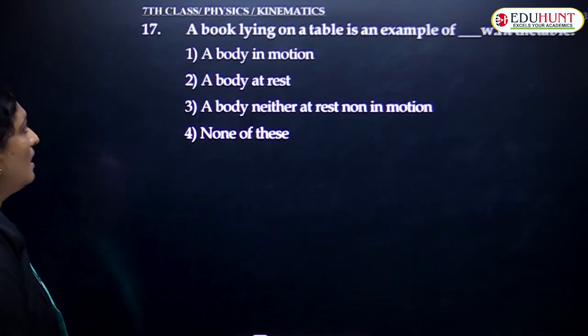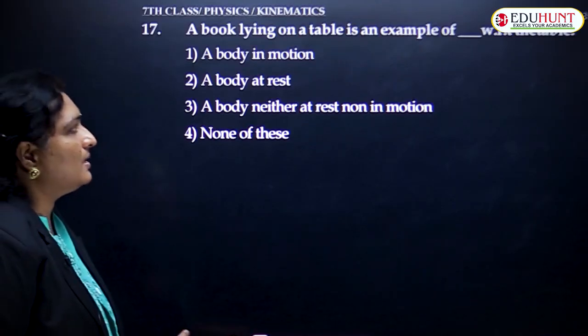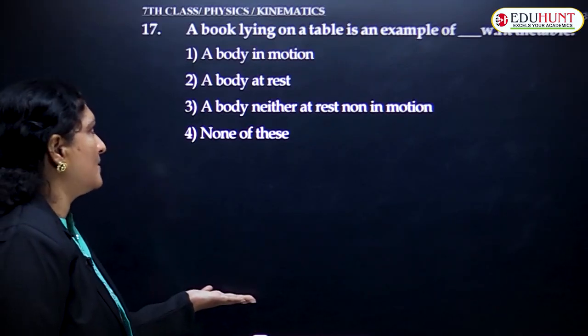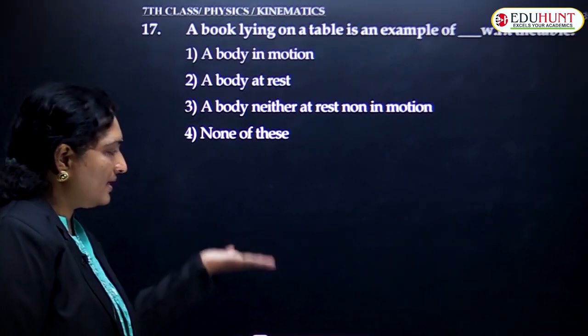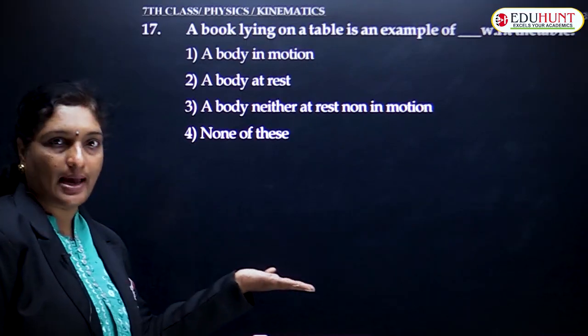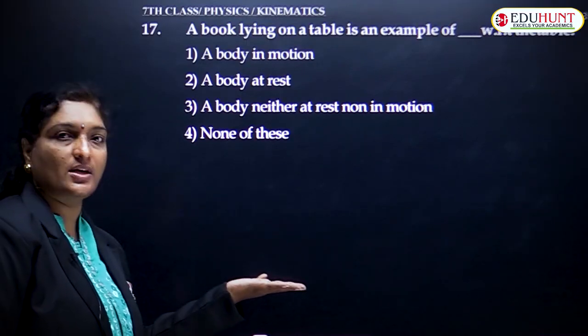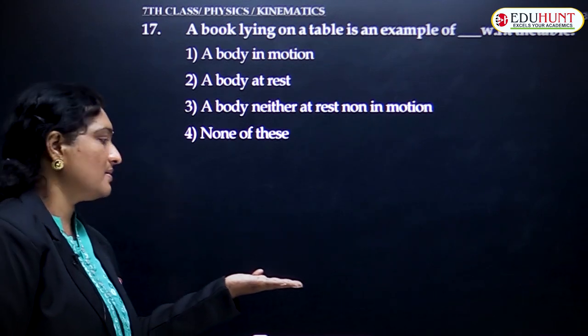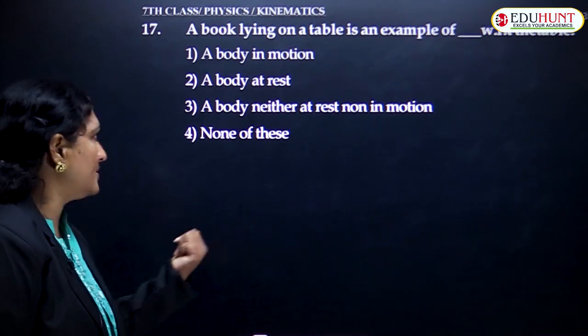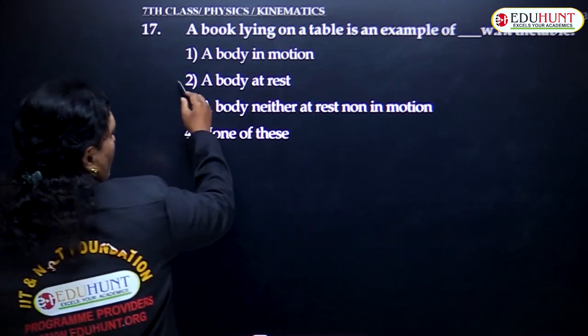Next, a book lying on the table is an example of dash with respect to the table. So the book is simply lying on the table. Lying means, is it moving with respect to the table? No, it's still, its position is fixed to one region. Hence, it is in the state of rest. So, a body at rest.